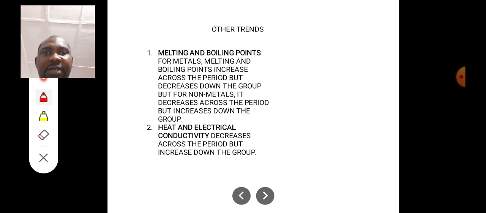Now, there are other trends. We have melting and boiling points. For metals, melting and boiling point increases across the period but decreases down the group. But for non-metals, melting and boiling point decreases across the period but increases down the group. Okay. Then we have heat and electrical conductivity. Those two values decrease across the period. Don't forget that the left side of the periodic table are metals, the right side are non-metals. So obviously we should expect heat and electrical conductivity to decrease across the period but increase down the group.